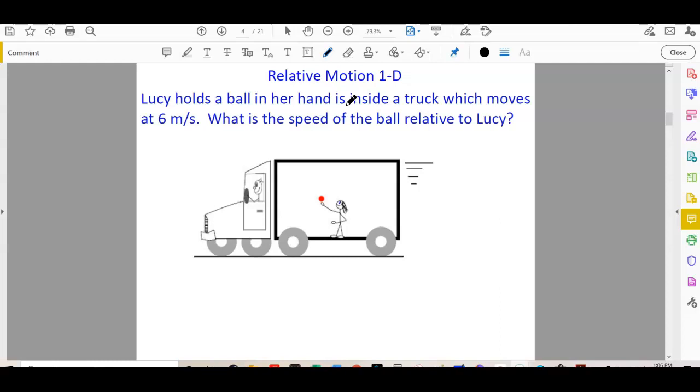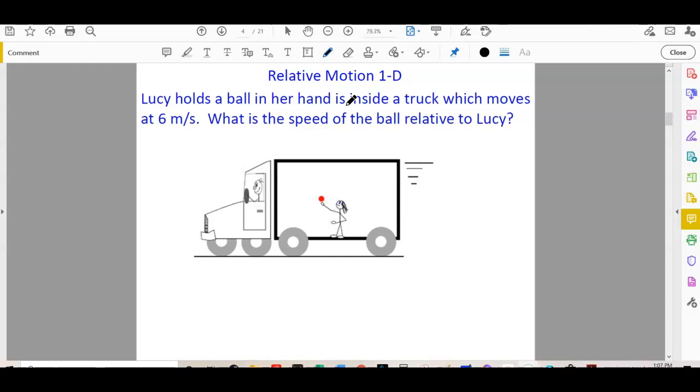So Lucy's holding a ball in her hands inside a truck, which is moving at 6 meters per second. What is the speed of the ball relative to Lucy? Go ahead and answer that question. Lucy's holding a ball in her hands, and she's not throwing the ball or anything like that. The truck is moving at 6 meters per second. So what is the speed of the ball relative to Lucy? Lucy is the frame of reference.